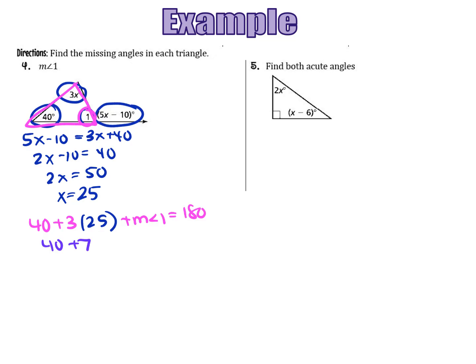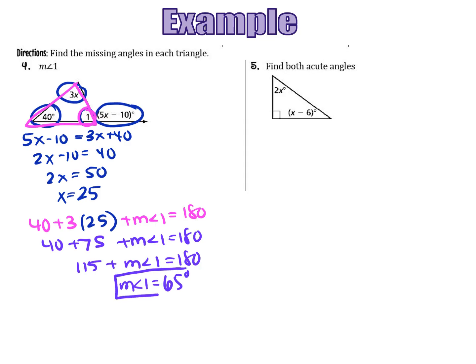3 times 25 is 75. 75 and 40 is going to be 115. And if I subtract 115 from 180, I am going to get 65 degrees. And there we have it.